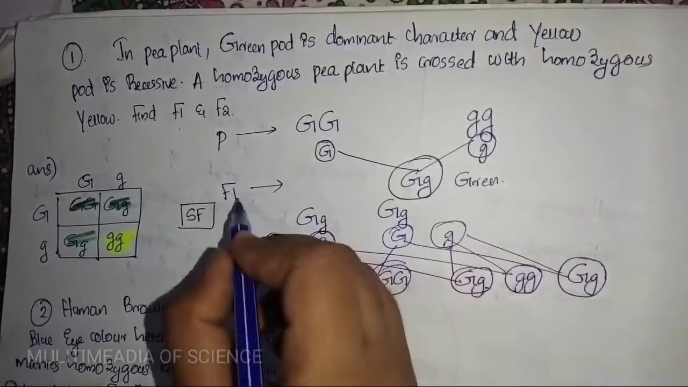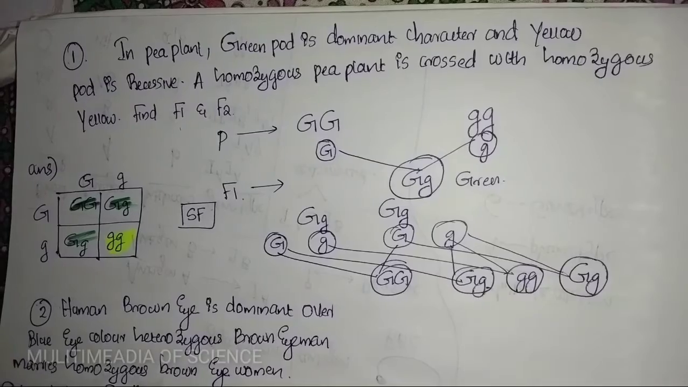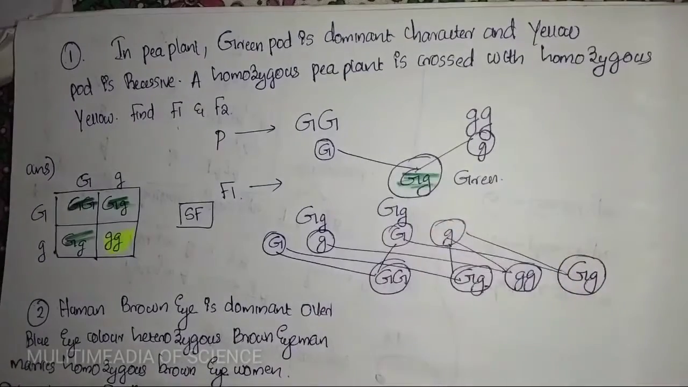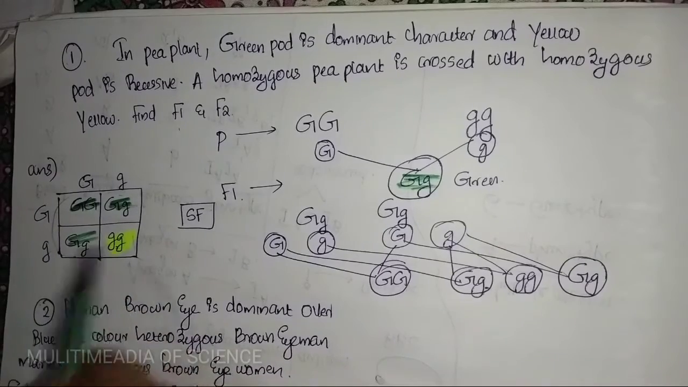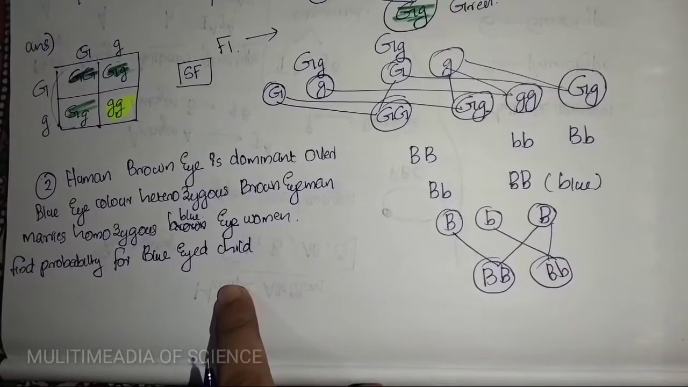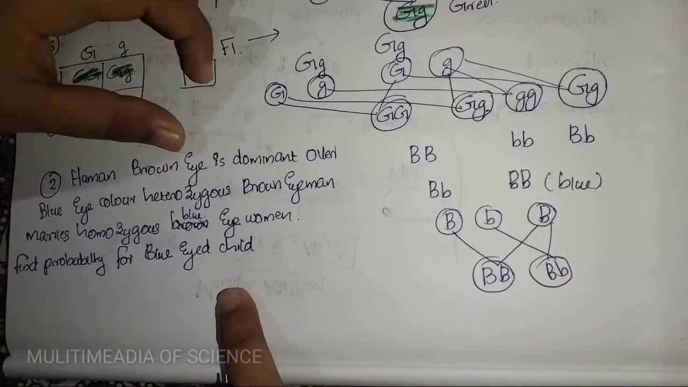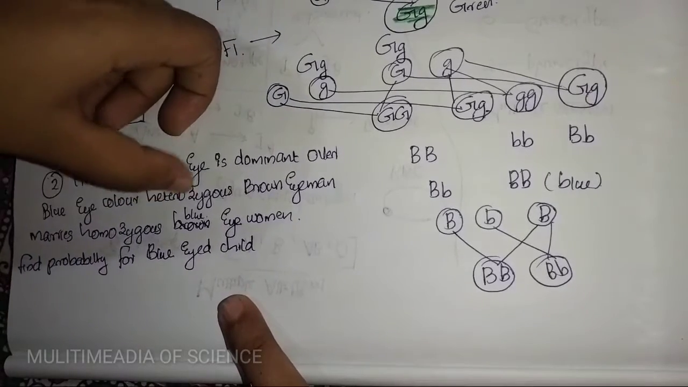So our answer is what? In the F1 generation we got the green color. And in the F2 generation we got what? 3 green and 1 yellow color. Clear? Yes. Okay.